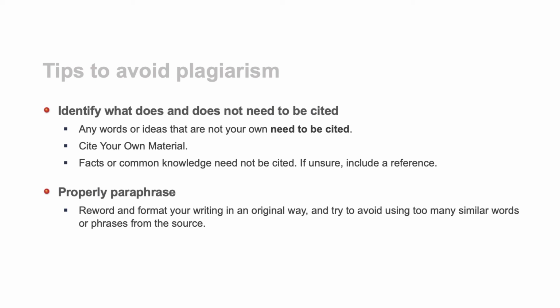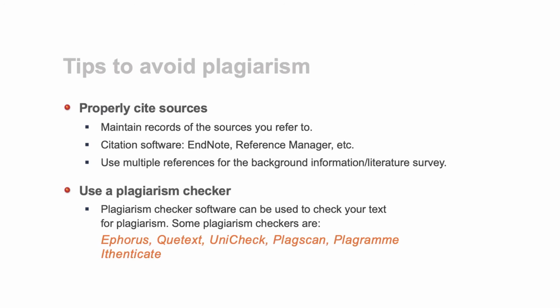Properly paraphrase, rewording and formatting your work in an original way, and trying to avoid too many similar words or phrases from the source. It's a good idea to properly cite your sources, of course, but you do this by maintaining records of the literature that you used when you're putting together your work, when you're doing literature reviews and so on. And this can be done easily by using citation software, EndNote, Mendeley, Reference Manager, for example. Using multiple references for background information when you survey the literature.